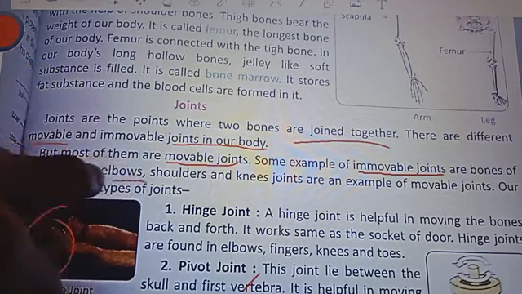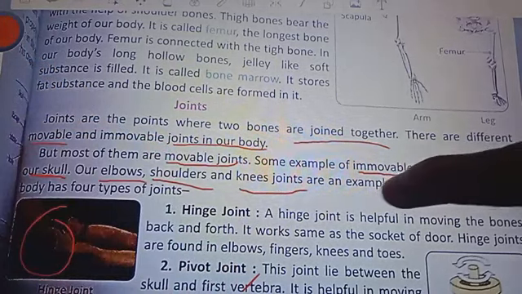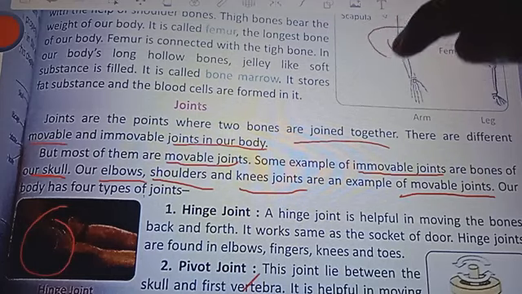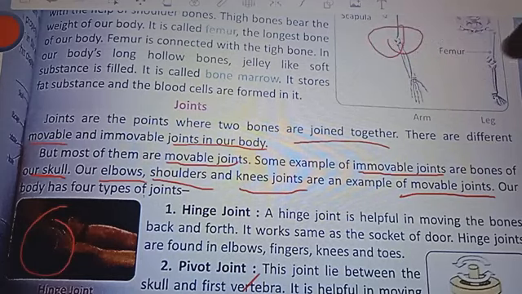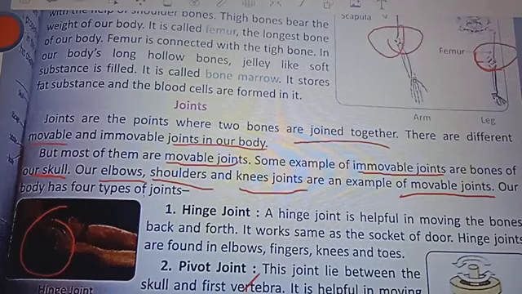Our elbows, shoulders and knee joints are examples of movable joints. Our elbows, this is our elbow. Our knees, this is our knee. Our shoulders are examples of movable joints, isn't it? Our elbows can move, our knees can move, our shoulders can move. So these are examples of movable joints.